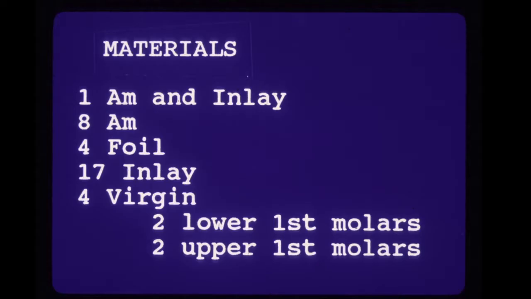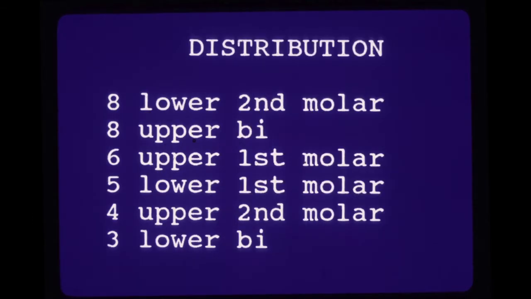1 tooth had both amalgam and inlays. 8 teeth had amalgams only. 4 had just gold foils. 17 had just inlays. There were some that had both foil and inlay. And 4 were virgin teeth, 2 lower first molars and 2 upper first molars. The distribution of the cracks was 8 lower second molars, 8 upper premolars, 6 upper first molars, 5 lower first molars, 4 upper second molars, and 3 lower premolars.